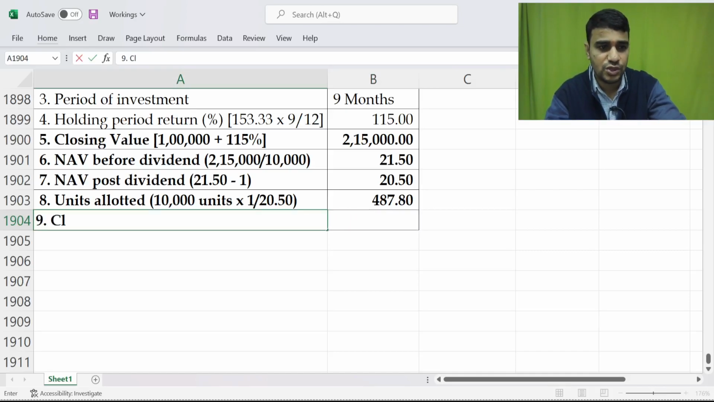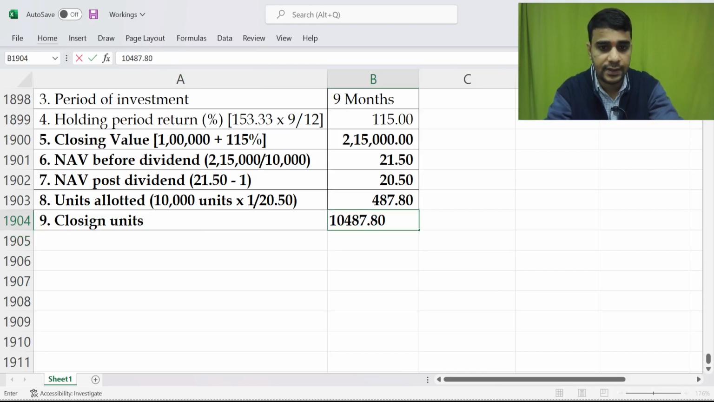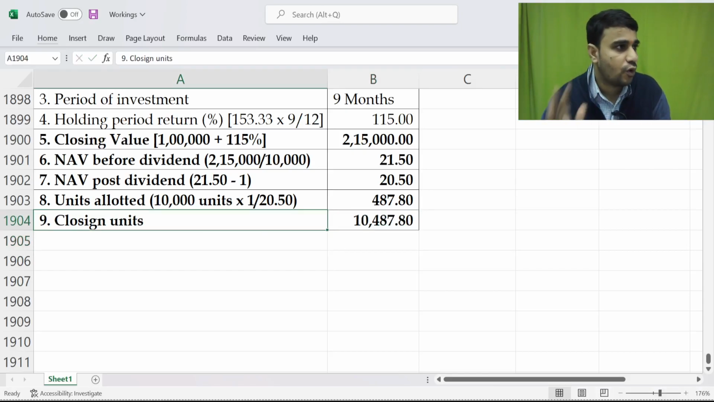And the last line, closing units: 10,487.8. This is there in the chart, but the chart was just more for your understanding. In exam, you just need to write these. We have completed one part of the calculation, NAV as on 31/3/2008. That part is done.